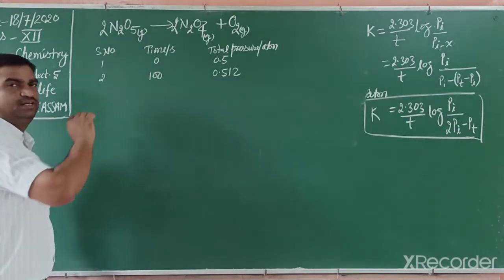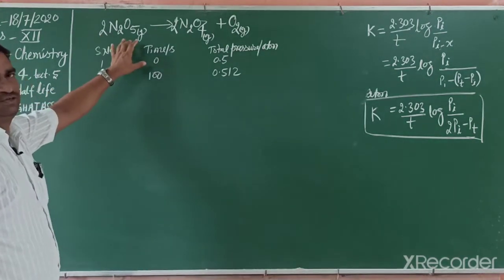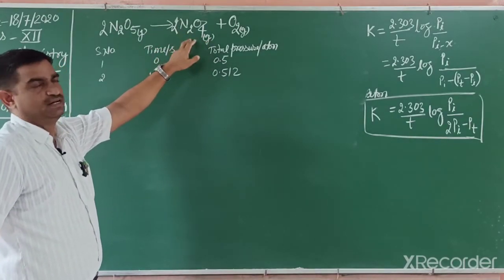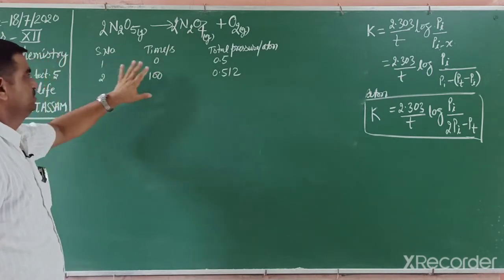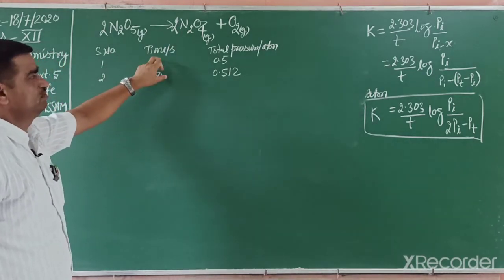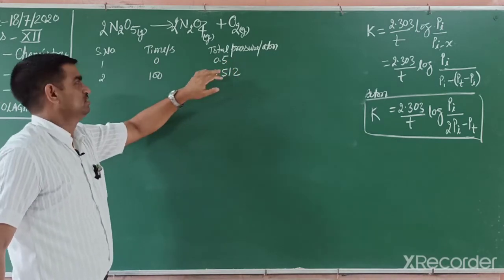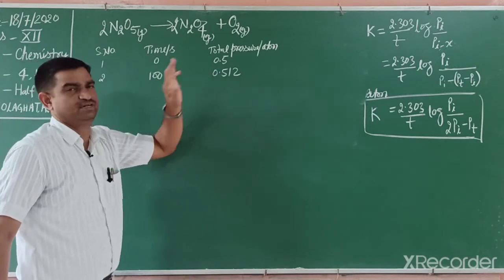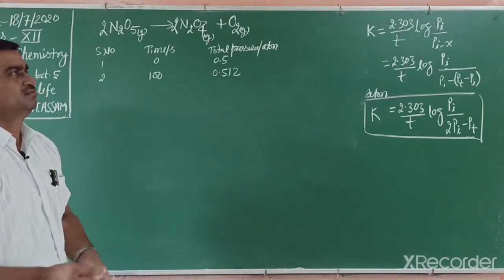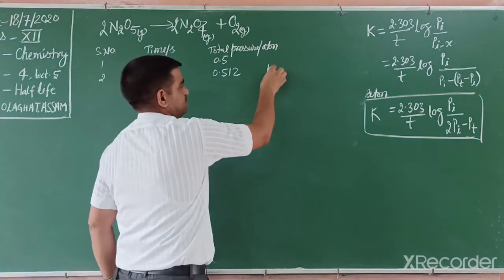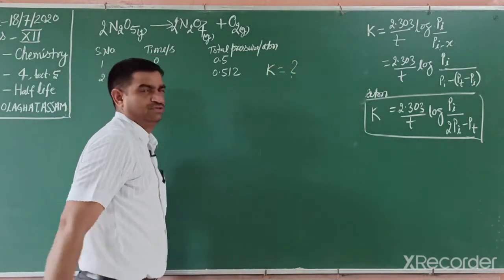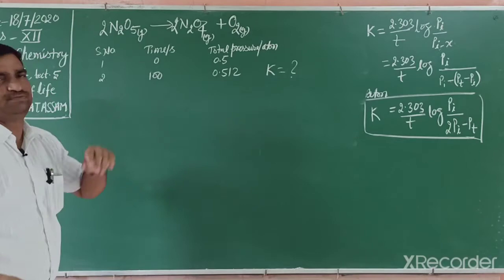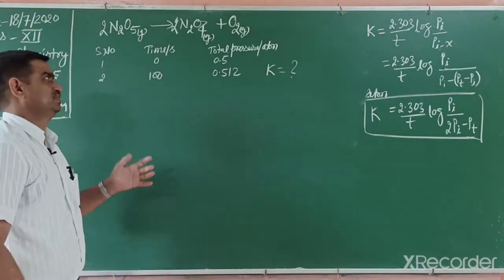Students, I write the numerical in this way: nitrogen pentaoxide changes into nitrogen dioxide in dimer form and oxygen. At time t0, the pressure is 0.5 atmosphere, and at time 100 seconds, the pressure is given as 0.512, and the question is to find the rate constant. We have to find the rate constant. So we follow this equation, meaning when all the reactants and products are in gaseous state, we follow this reaction.